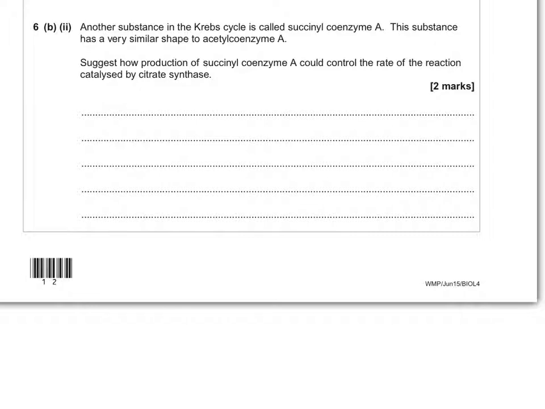Case 6bii, it talks about succinyl coenzyme A, and I'm pretty sure we haven't really discussed that. But it does give you a clue. It says it has a very similar shape to acetyl coenzyme A. And it talks about how this succinyl coenzyme A could control the rate of the reaction. And really it's looking at the fact that it's a competitive inhibitor. Okay, so I know that's kind of synoptic in certain elements, but it's a competitive inhibitor which then prevents the enzyme substrate complex forming. So be aware that they may talk about other aspects from your learning in different topics.